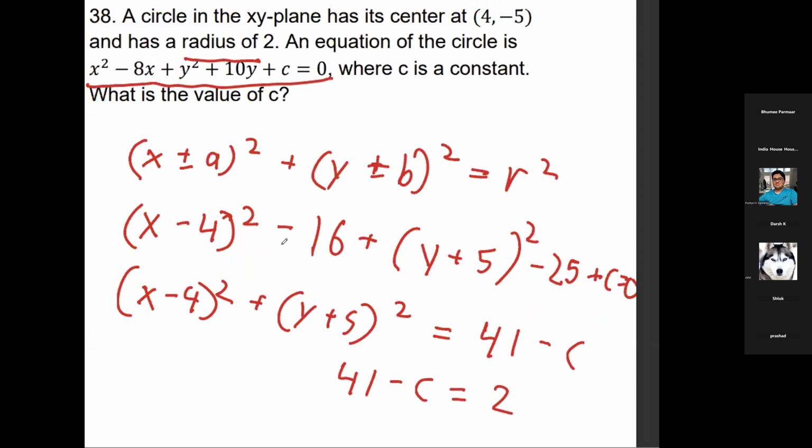So we know that it has a radius of 2, so 41 minus c has to equal, well, no, it has to equal 4 because this says radius squared. So radius would be 2, but radius squared would be 4. So this is just 2 squared. And then add c to both sides and then subtract 4 from both sides. That gets us 41 minus 4, which means that c is equal to 37.